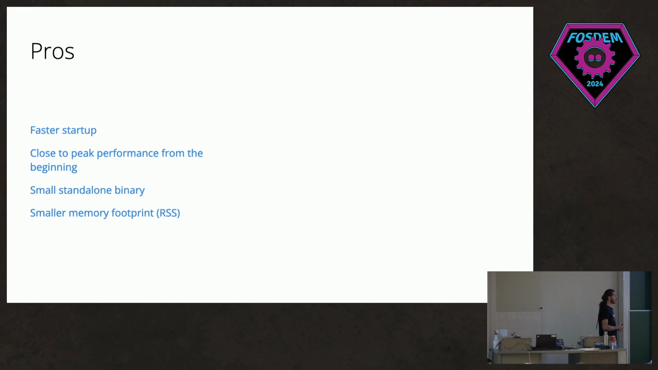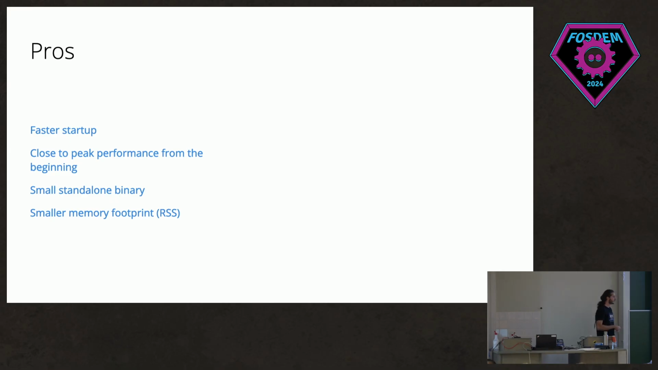One of the major advantages of going native is that you get faster startup. Because you don't have a JVM that needs to start up, load classes, do class verification, warm up, stuff like this, you get faster startup. You also get close to peak performance right from the beginning because you don't do just-in-time compilation. Everything is ahead of time compiled. And that gives you close to your peak performance right from the beginning.